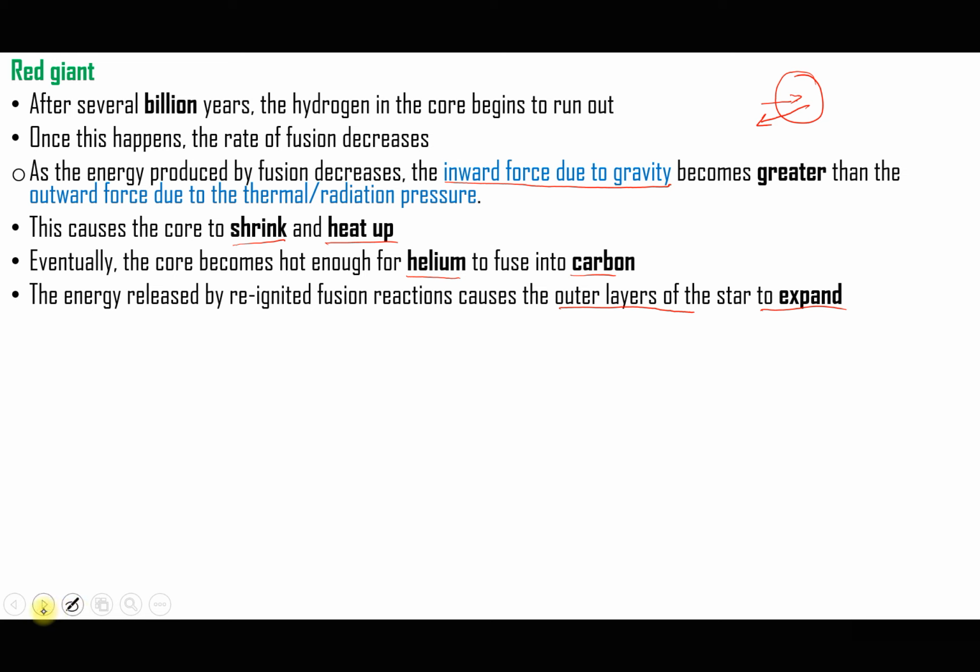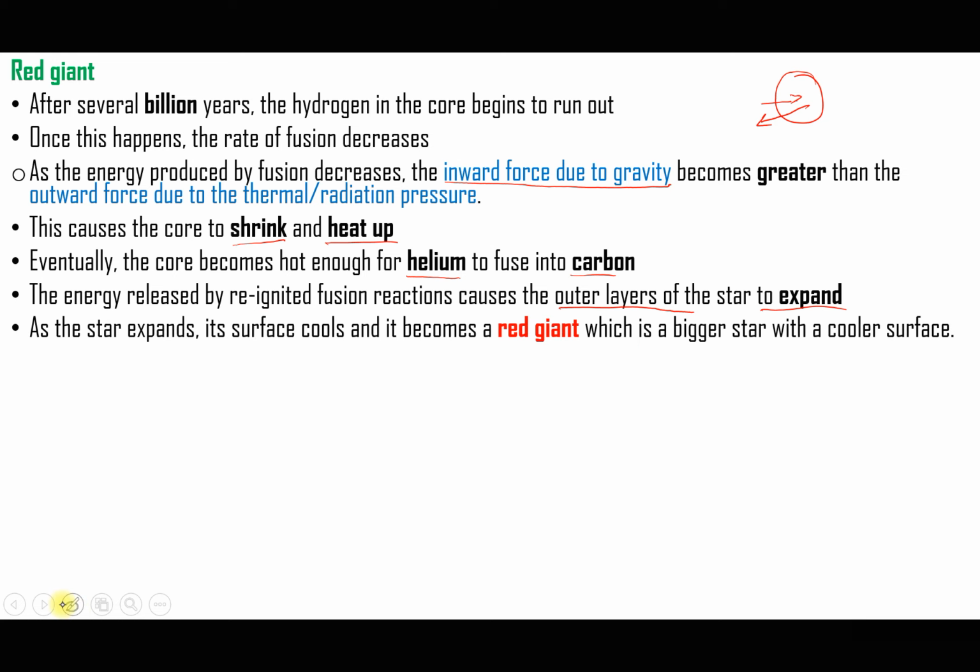And as the star expands, its surface cools and it becomes what we call a red giant, which is a bigger star with a cooler surface.